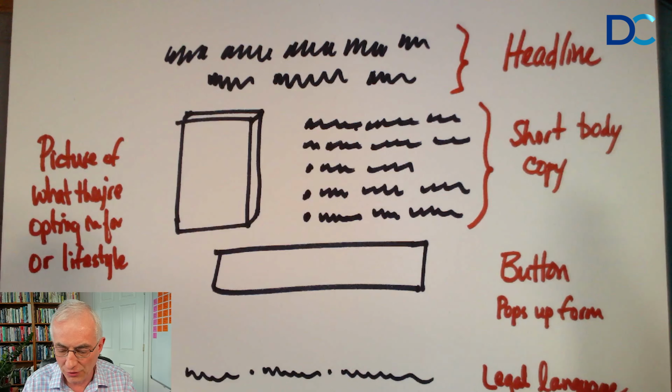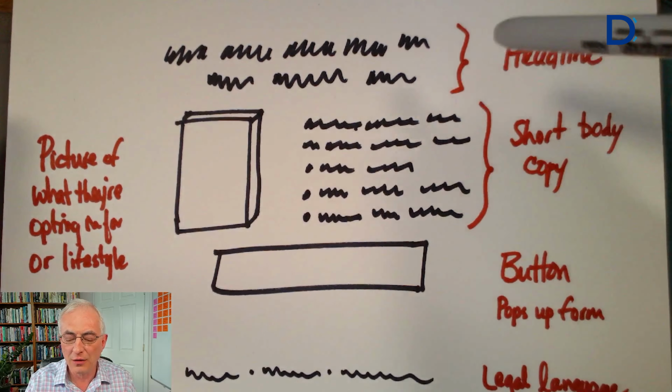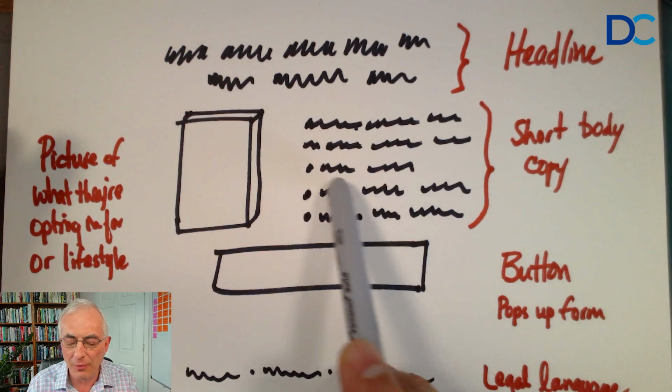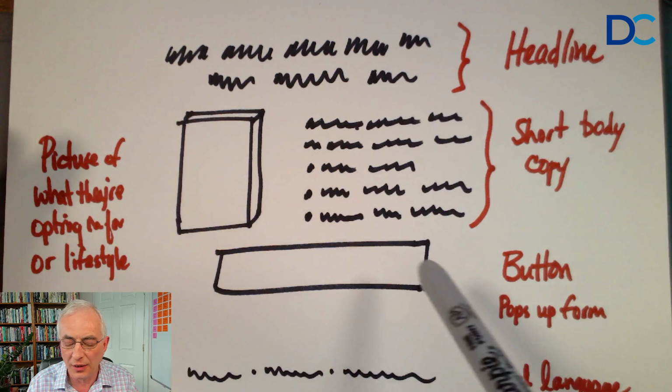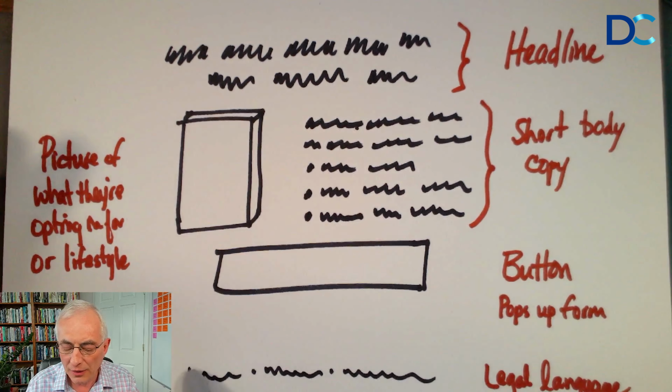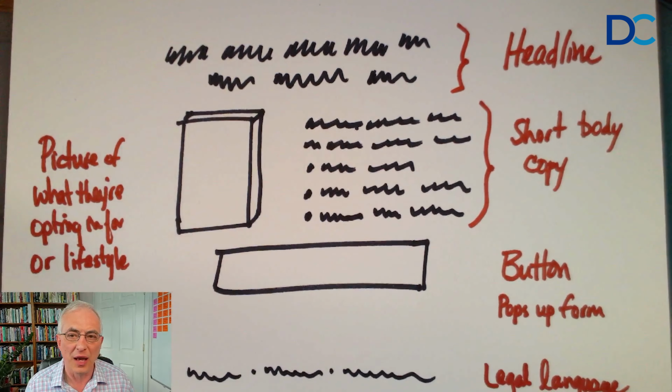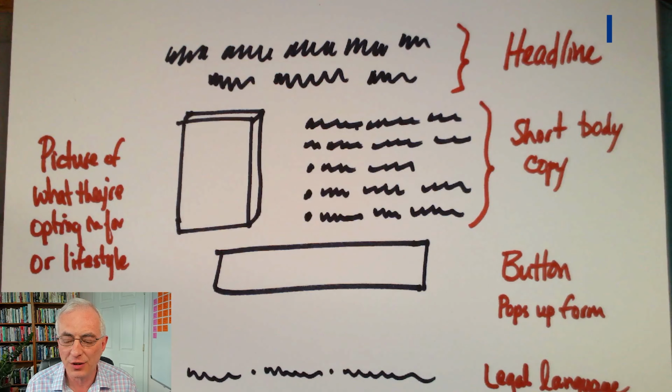All right, there you go. Short and sweet. Headline, short body copy, problem statement. This solves that problem. Boom, boom, boom. Here's what you get in it. A button that pops up a form, some legal language, and a picture either of what they're getting or what their life will be like after they get it. Right there, you've just gotten a short course in how to do an opt-in page, and this is the ideal. It's tested. It consistently tests better than virtually anything else I can put on that page.